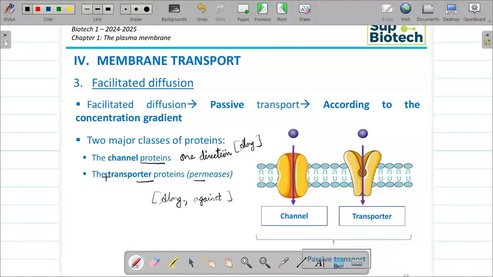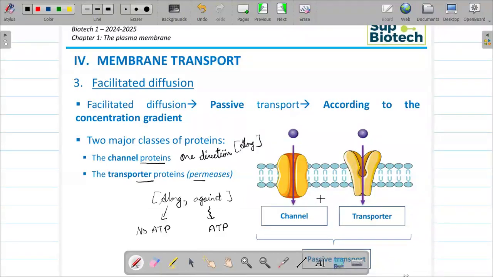In channel protein, only ions can move, and they do not require any energy. But with transporter protein, when they're going in a downhill movement along the concentration gradient, there is no utilization of energy. But if they're going against the concentration gradient, they need energy in the form of ATP. Along the concentration gradient, there is no ATP utilization. In a nutshell, channel protein and transport protein are types of protein which help in transport of molecules.